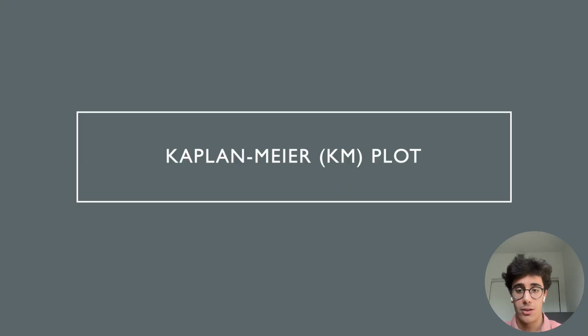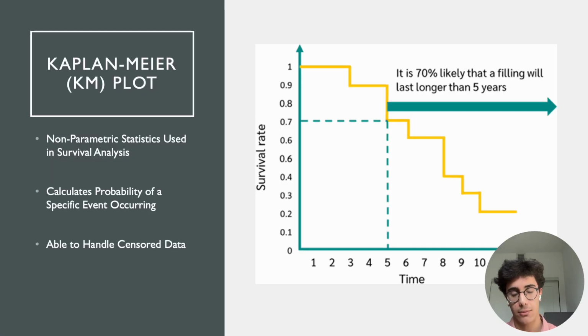Now, Kaplan-Meier plot, which I promised to talk about to all of you. Now, Kaplan-Meier plot is a non-parametric statistic used in survival analysis to calculate the probability of a specific event, like death, relapse, or device failure, occurring over a given time period. It's highly valued for its ability to handle censored data, cases where, as I mentioned, subjects drop out or they're lost to follow-up or the study has ended before the event occurs for them.